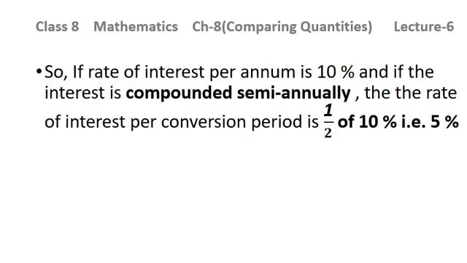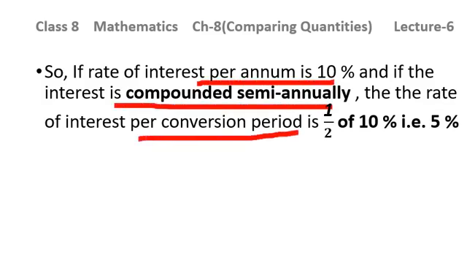So for example, if the rate of interest per annum is 10% and the interest is compounded semi-annually or half yearly, then rate per conversion period will be half. That will be 5%. Is it clear? Why have we divided it by 2? Because in a year there are two conversion periods, two half years, so it will be 10/2, that will be 5.